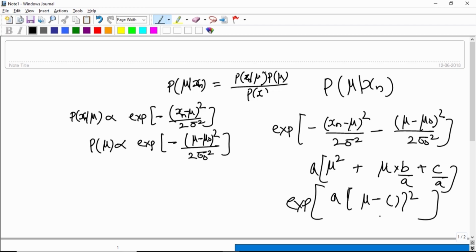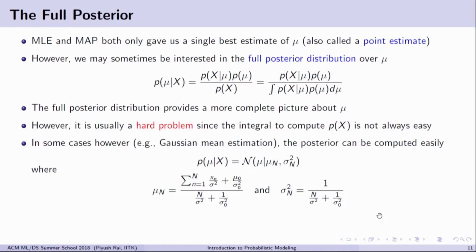Okay, so you can do this algebra, and you can find the final expression. I only did it with one data point, but if you have more data points, you'll just have an entire summation here. So anyway, this is what you will get. The posterior distribution will be a Gaussian with mean mu n and variance sigma n squared, where mu n is given by this expression and sigma n is given by this expression.